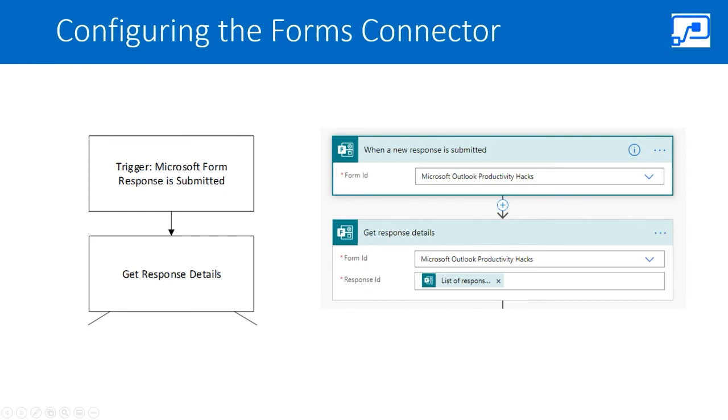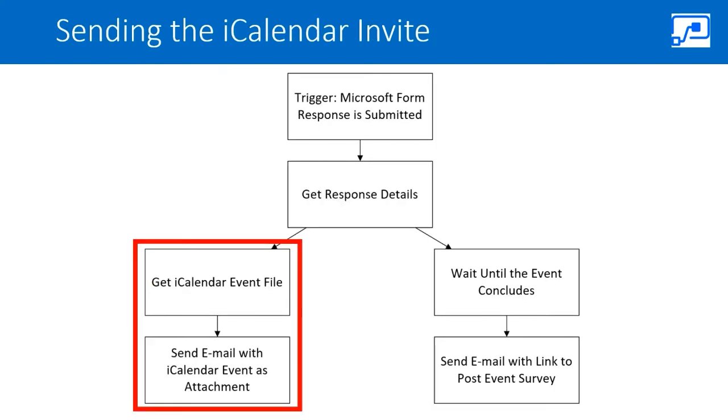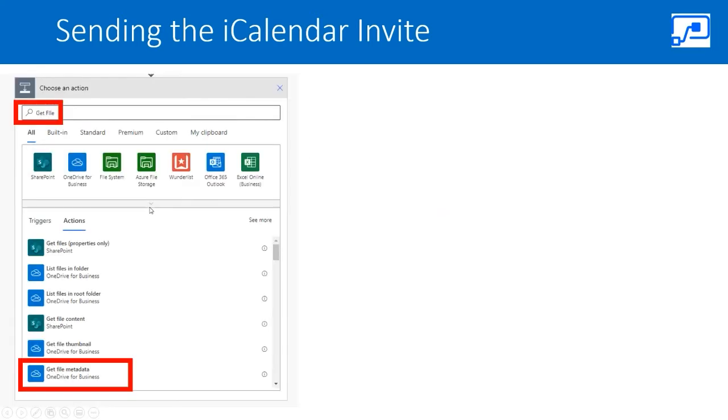As you can see, the initial part of the flow matches up exactly with the earlier flowchart. Next, we will set up the part of the flow that will handle getting the iCalendar file and sending an email using that file as an attachment. In order to send the iCalendar file as an attachment, we first need to add a step to get the iCalendar file into the flow.